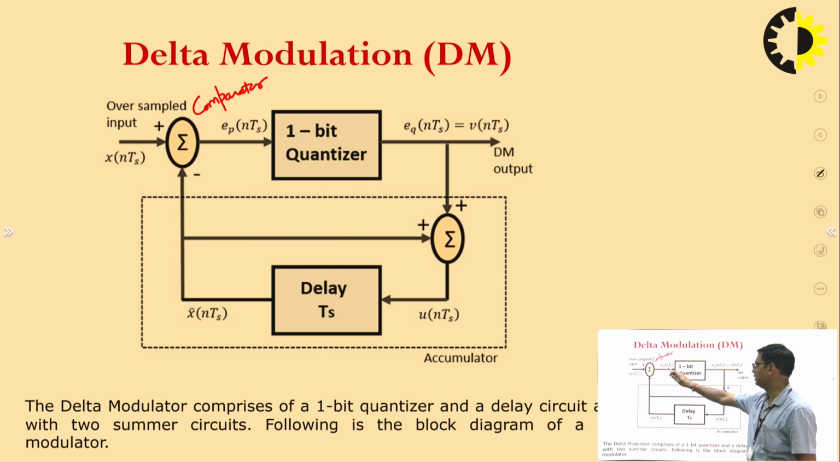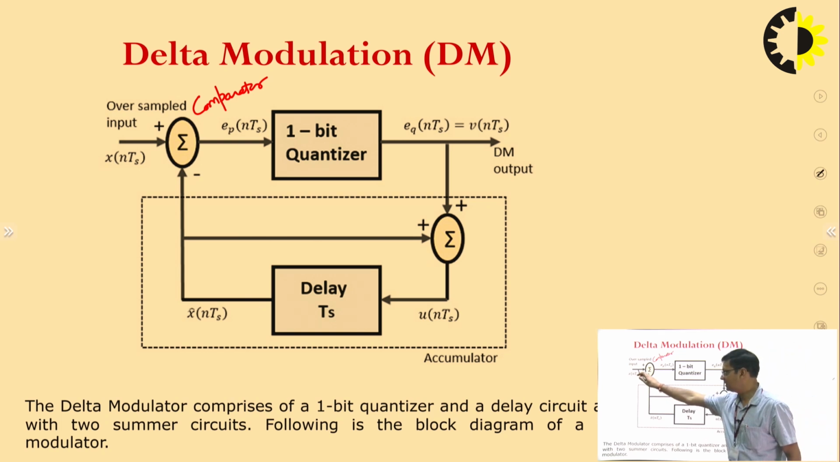This error signal, or this quantized version, may be plus delta or minus delta. If it is plus delta, then we transmit 1. If it is minus delta, then we transmit 0. There are only two levels in delta modulation, 1 and 0. So, the next sample is compared with the previous sample.